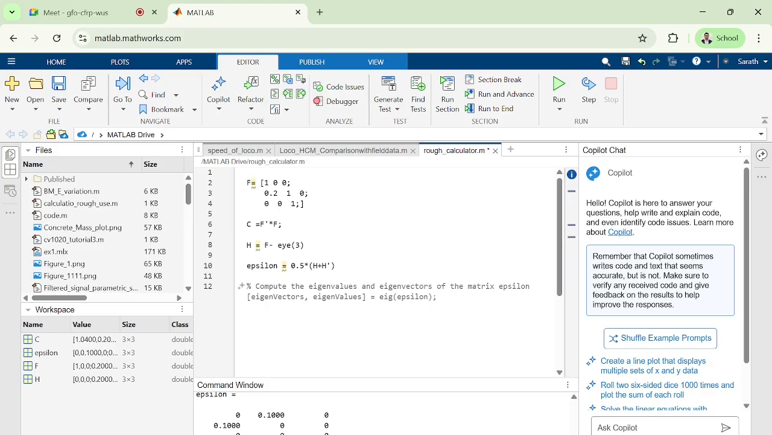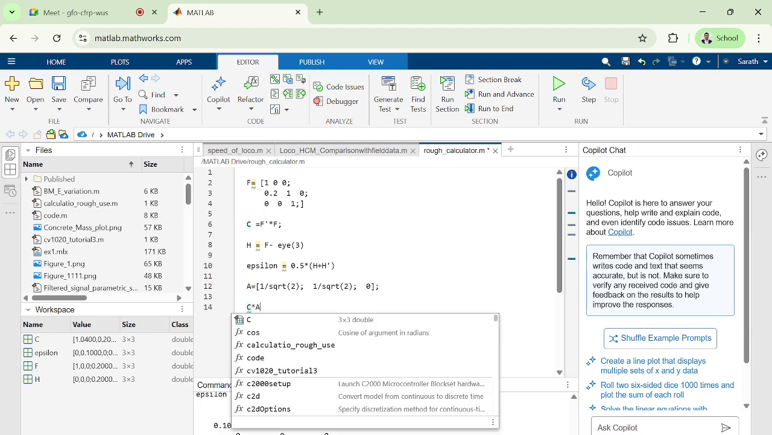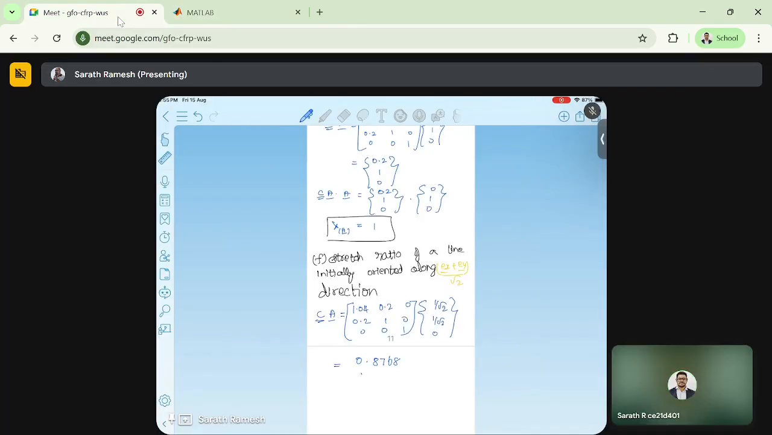So C I already have here. Let me define a vector A equal to 1 by square root of 2, again 1 by square root of 2, and one more 0. Now C times A is nothing but 0.8768, 0.8485, and 0.